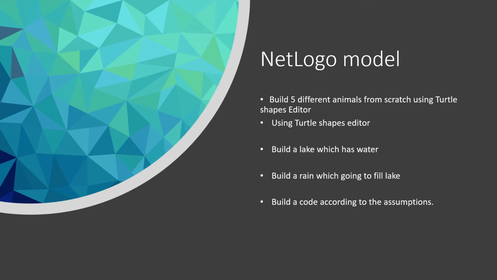Next, I'm going through the NetLogo model, which is a process we already did in our assignment 5. My idea is to build 5 different animals from scratch using the turtle shapes editor. So I created my own shapes. After that, I built a lake, because the crocodile resides in the lake, and then I tried to find out what kind of rain is going to take place.